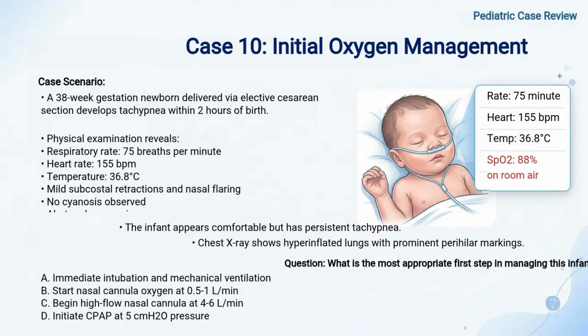What is the most appropriate first step in managing this infant's oxygenation needs? Option A, immediate intubation and mechanical ventilation. Option B, start nasal cannula oxygen at 0.5 to 1 liter per minute. Option C, begin high-flow nasal cannula at 4 to 6 liters per minute. Option D, initiate continuous positive airway pressure at 5 centimeters of water pressure.